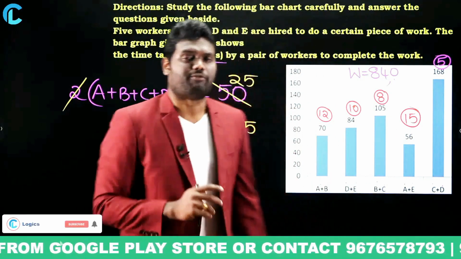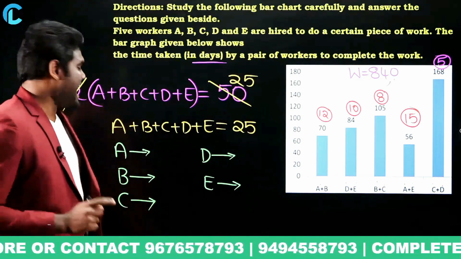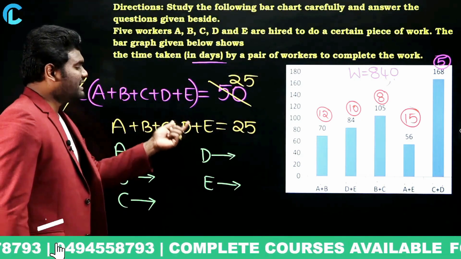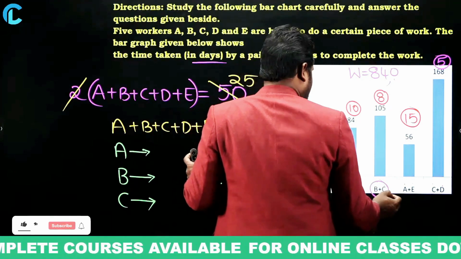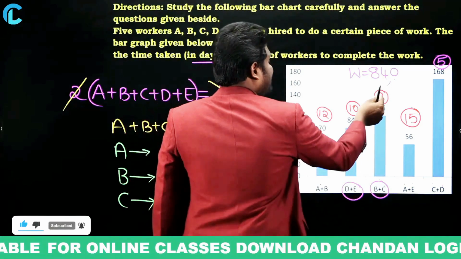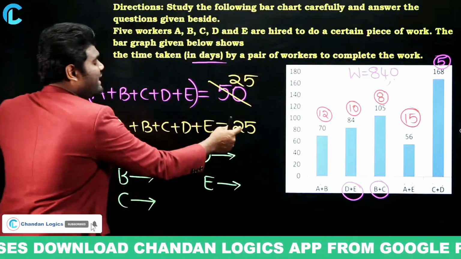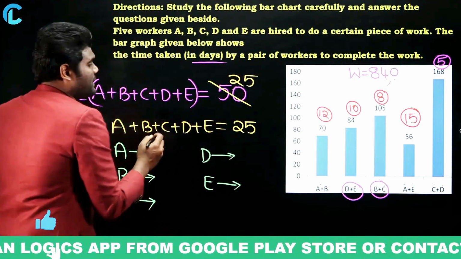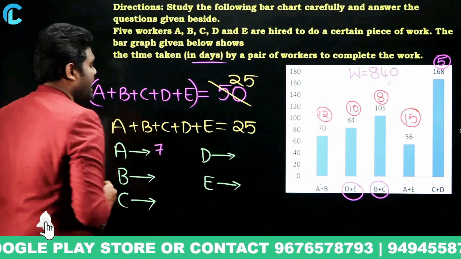Yes or no? Now observe carefully. To know A alone, I need to know B plus C plus D plus E. Now look, this is B plus C. Now this is D plus E. I know B plus C, I know D plus E. B plus C is 8, D plus E is 10. So 10 plus 8 is 18. From 25 if I subtract 18, then A is going to be 7.